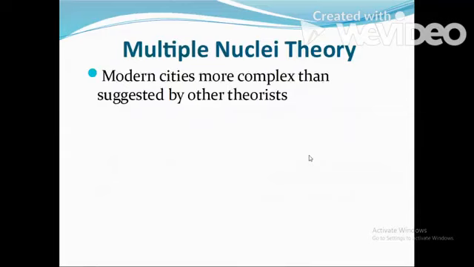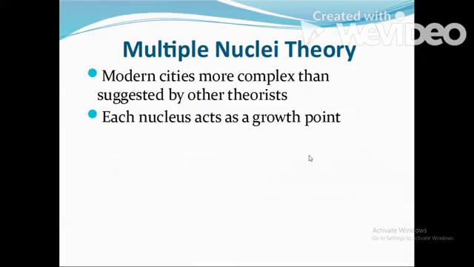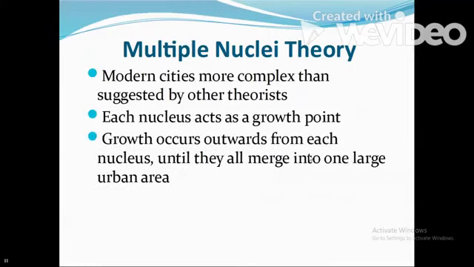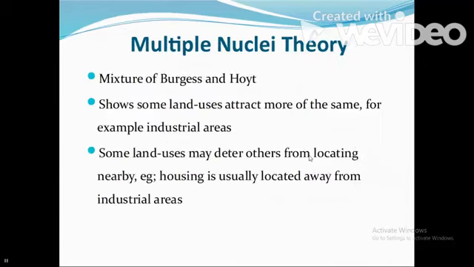So, modern cities are more complex than what has been suggested by the theorists over here. Each nucleus acts as a growth point. Growth occurs outward from each nucleus until they merge into one large urban area that has been shown in the diagram. But this theory is, you can see, a mixture of Burgess and Hoyt. It also shows that land use attracts more of the same kind.